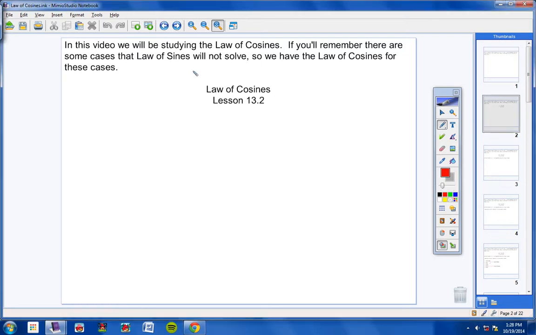So your heading for today is law of cosines. The lesson number is 13.2, and be sure and include today's date, okay? Now let's continue on. Here we go.